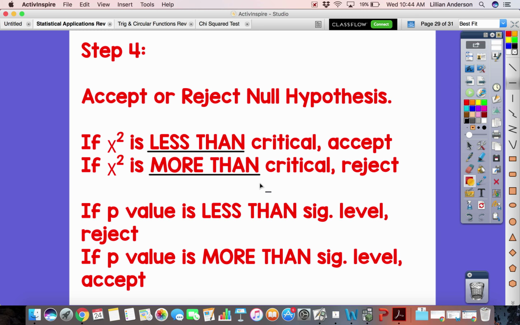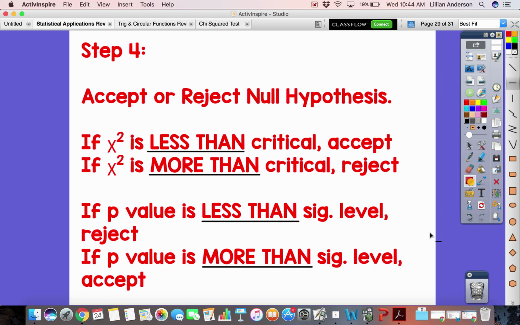But if you're not given the critical value, and you still have to decide if you're going to accept or reject the null hypothesis, then you can always compare the p-value to the significance level. If the p-value is less than the significance level, then you reject your null hypothesis. But if the p-value is more than the significance level, then you accept the null hypothesis.